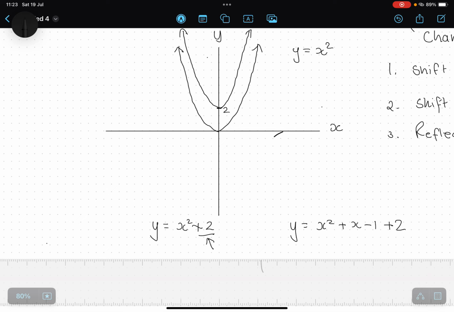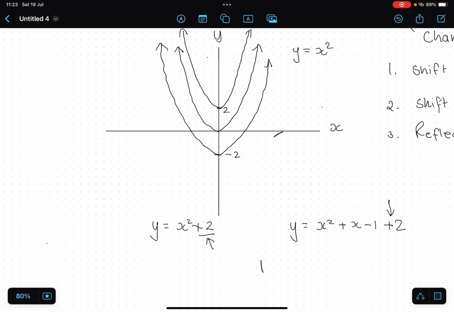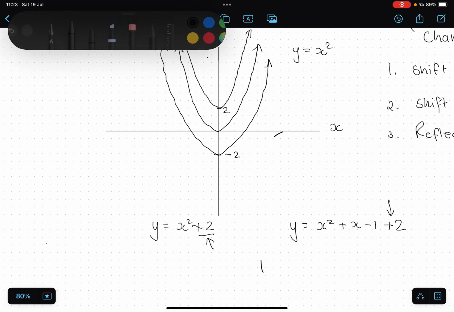Shifting down is no different. Instead of being a plus, it would now be a minus 2. So if I had to shift this down to negative 2, okay, we would do the same thing. Obviously, it needs to be the same width, but my drawing isn't as accurate. So it's shifted down by 2. That means here, instead of putting a plus, you would put a minus now. Where you see I have added 2, I would now subtract 2. So that would just become a minus 2.